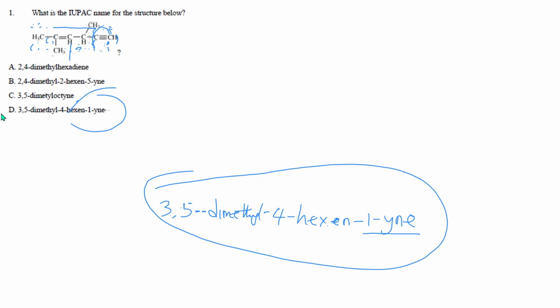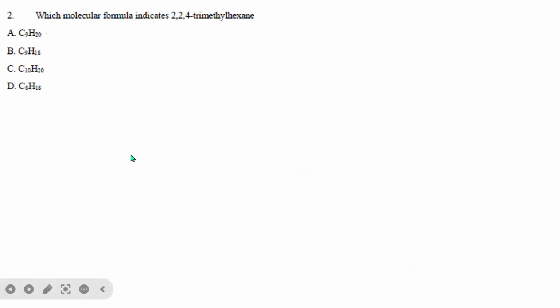So now let's look at another question. So let's move to question 2. So here, what is the formula indicate 2,3,4-trimethylhexane? So we have a compound like this and we want to know exactly the number of carbon that is there and the number of hydrogen. So we want to know the molecular formula. To know the molecular formula of this is simple.